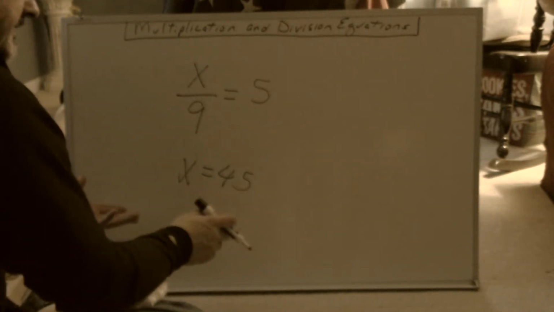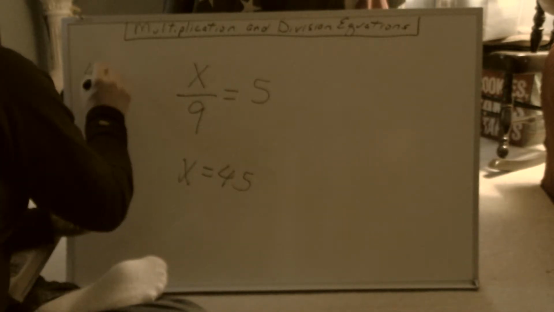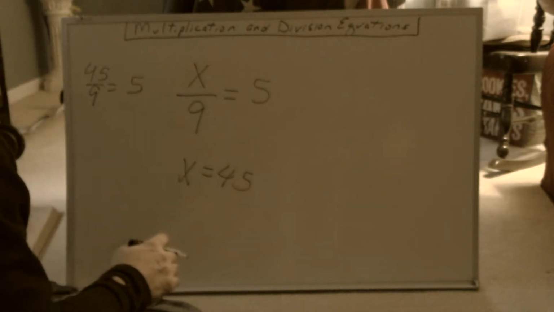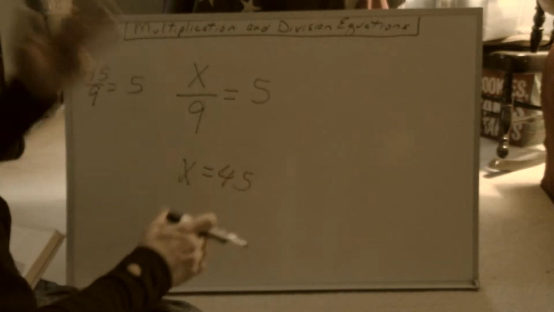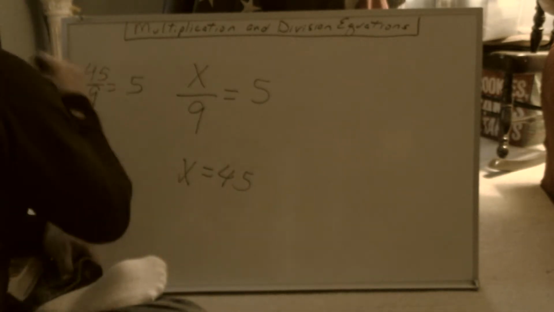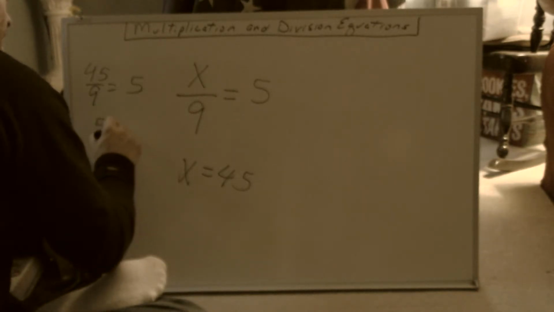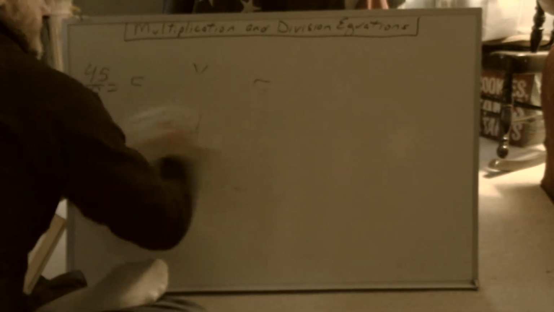Now let's prove it if it's correct. We just come over here and we go 45 divided by 9 is 5. Well, 45 divided by 9: 5, 10, 15, 20, 25, 30, 35, 40, 45. I'm correct. So that means 45 divided by 9 is 5. 5 equals 5. Check. Very simple.